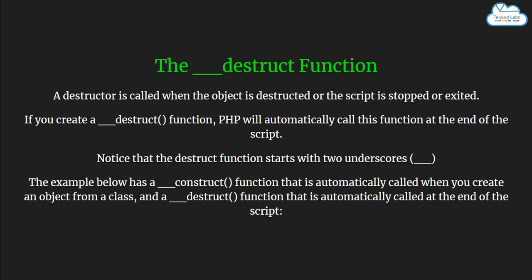Now after constructor, we are going to learn about destructor. Destructor is nothing but the opposite of constructor, right? A destructor is called when the object is destructed or the script is stopped or exited. If you create a destruct function, PHP will automatically call this function at the end of the script. Notice that the destruct function starts with 2 underscores. Remember that even constructor starts with 2 underscores, even destructor will start with 2 underscores.